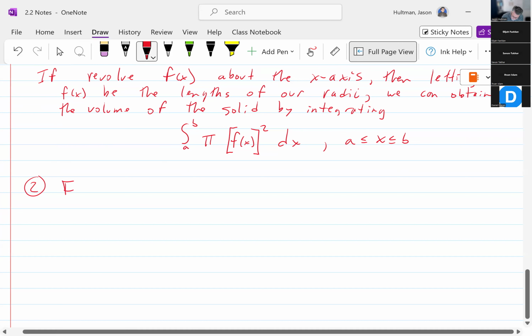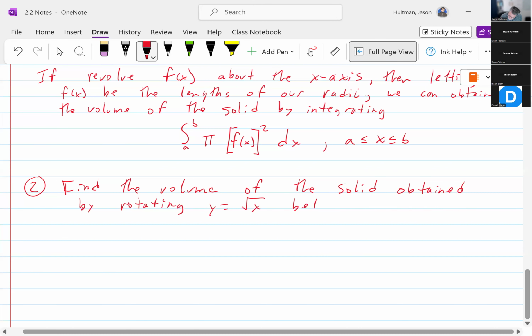Number 2. Find the volume of the solid obtained by rotating y equals the square root of x between x equals 0 and x equals 1 about the x-axis. Okay.